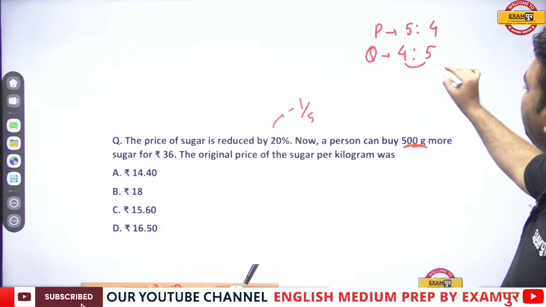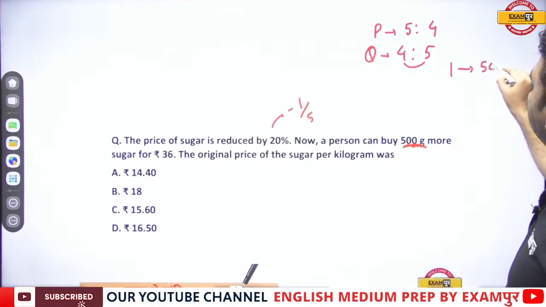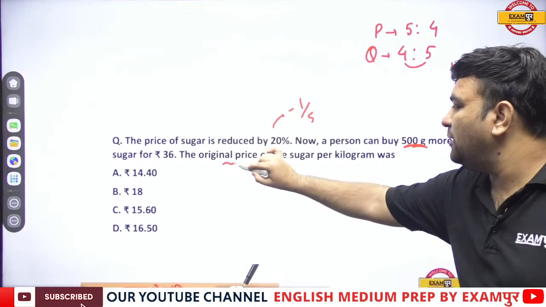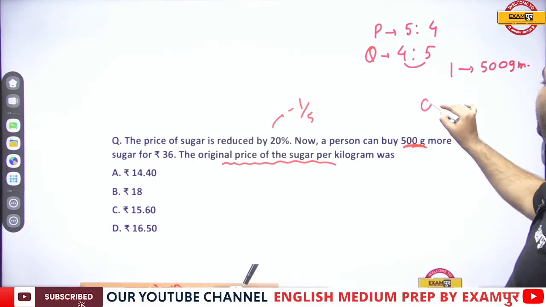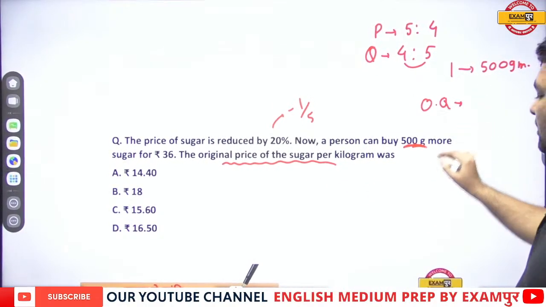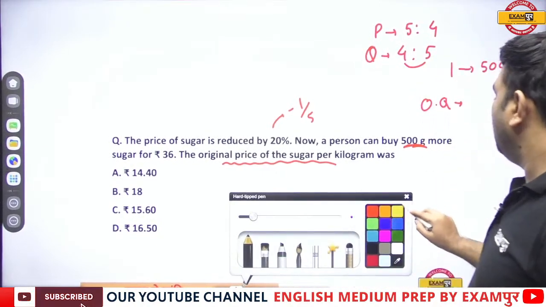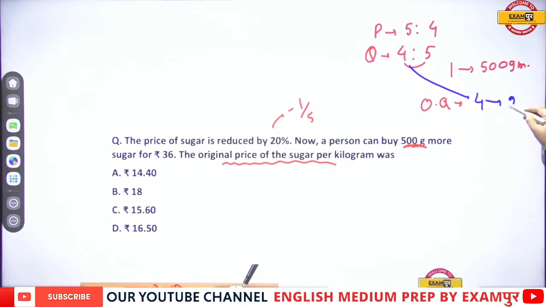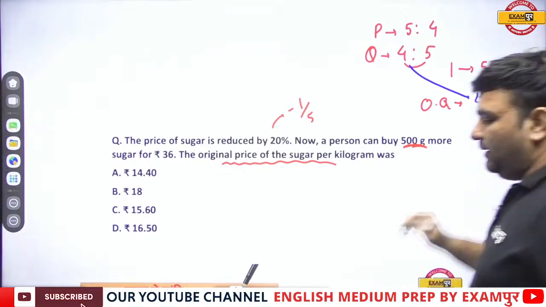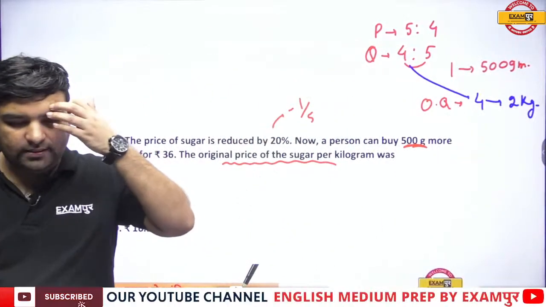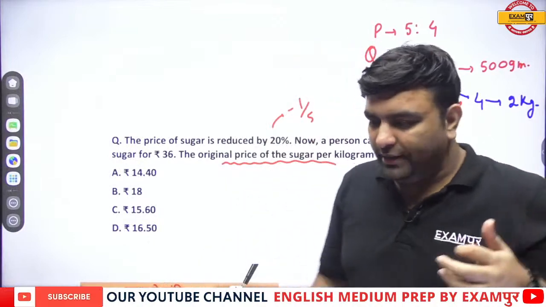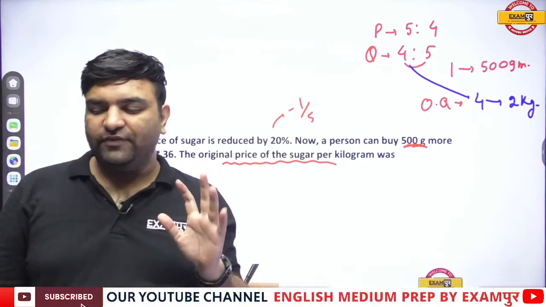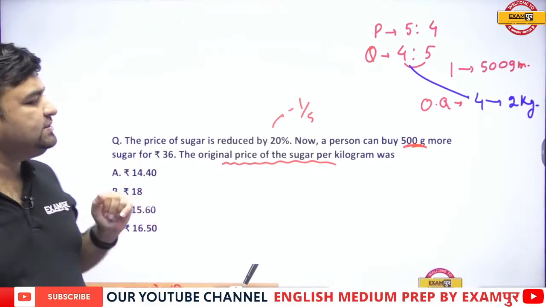You will say, sir, 1 is equal to 500 gram. They are asking the original price, so the original quantity needs to be found out. What is the original quantity? The original quantity is 4. If 1 is 500 gram, then 4 is 2 kg. So my original quantity is 2 kg.